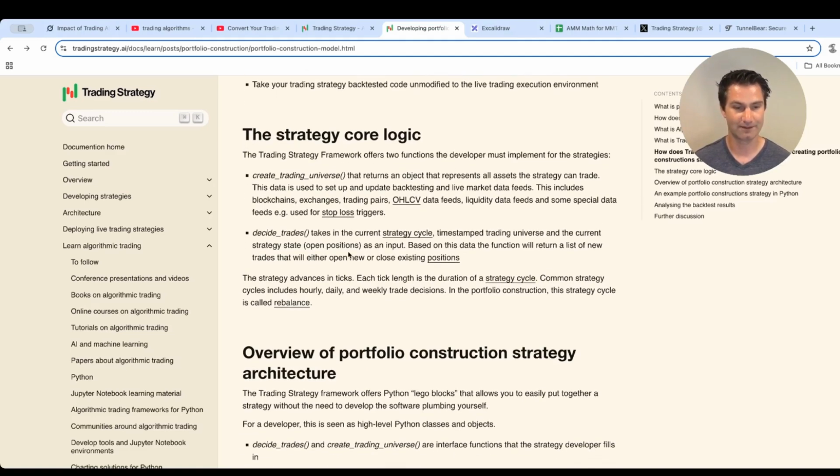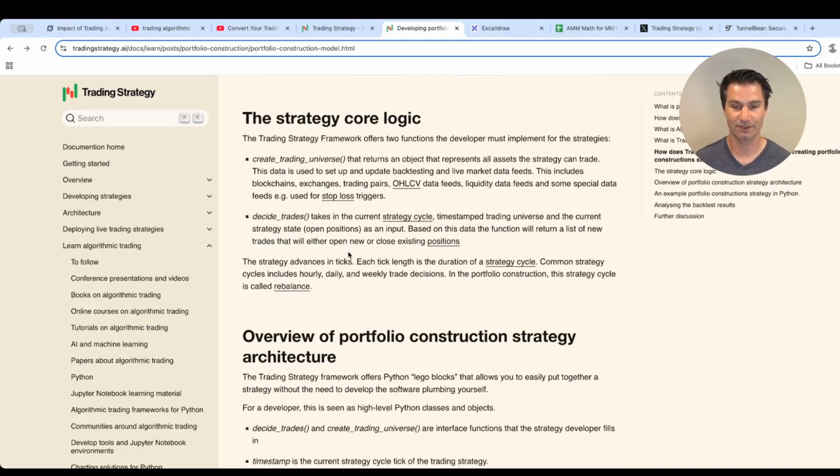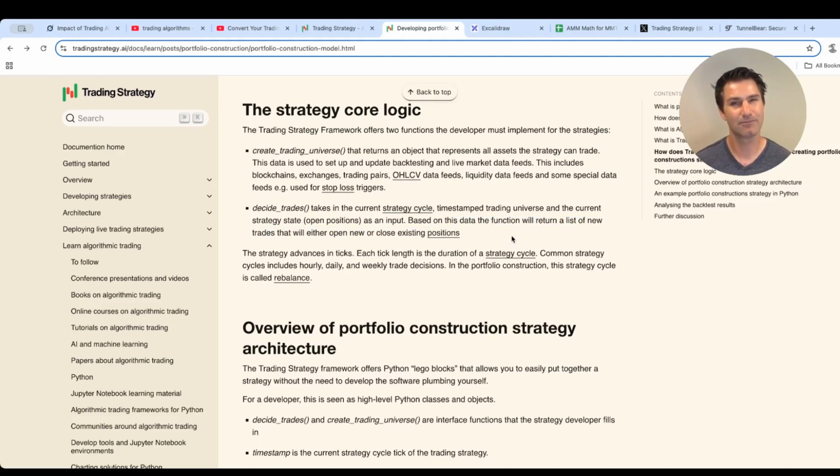And then you have this decide trades, which takes in the current strategy cycle, timestamp, trading universe, and the current strategy state as input. Based on this data, the function will return a list of new trades that will either open new or close existing positions. So that's where you're actually going to do stuff. And so that's the gist of it, really. And I like that it's so simple.